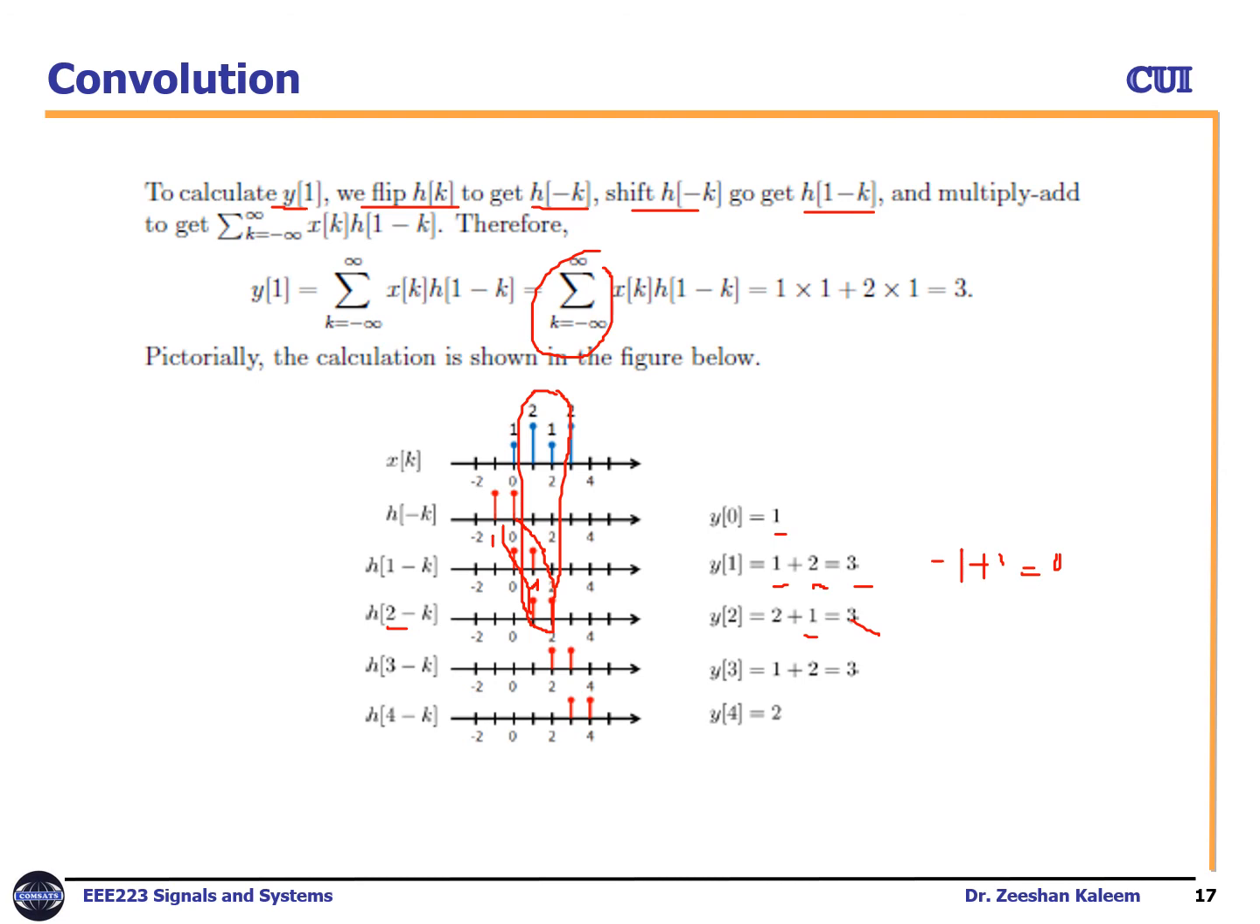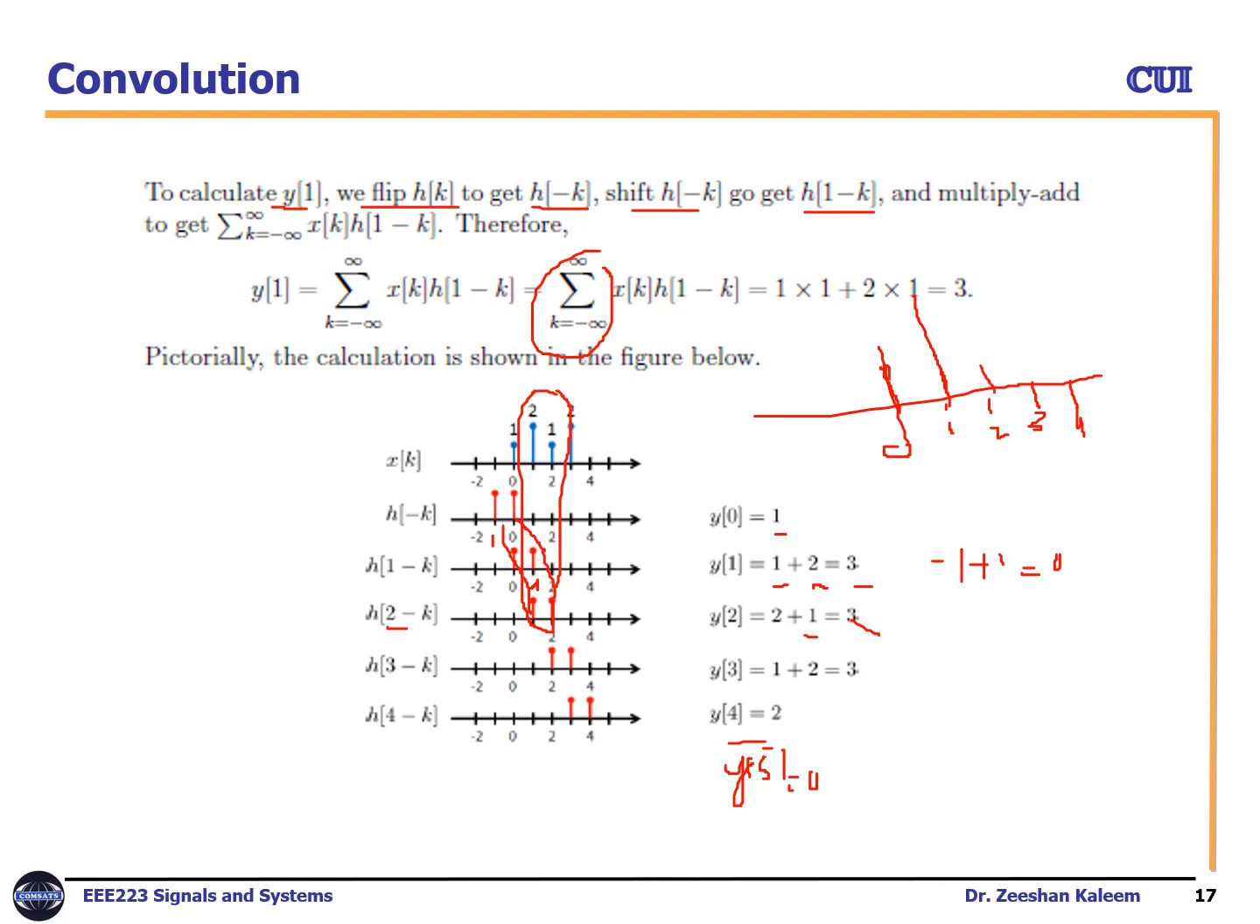And so on for the other cases. After y4 we don't have an overlap, that's why we don't have a y5 value here. If we convolve, we will get 0 here. So our output will look like this, pictorially. For example, 0, 1, 2, 3, 4. At 0 you have a 1, at 1 you have a 3, in this way.